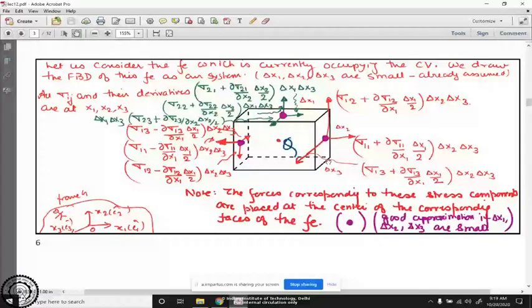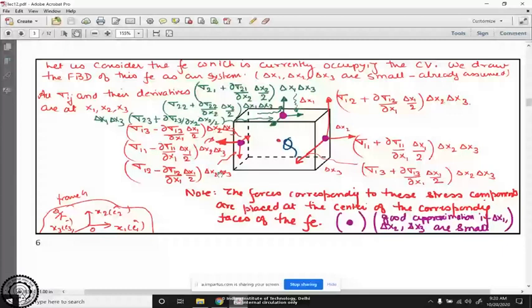Now, if you go to the opposite surface, which has its perpendicular along E1, but the outward normal is along minus E1, the expression there has two differences. First of all, in the Taylor series approximation on the right-hand side, the derivatives were coming with a plus sign. Here, derivatives are coming with a minus sign, because this surface is displaced from Q in the minus E1 direction by delta x1 by 2. So that takes care of the minus sign.